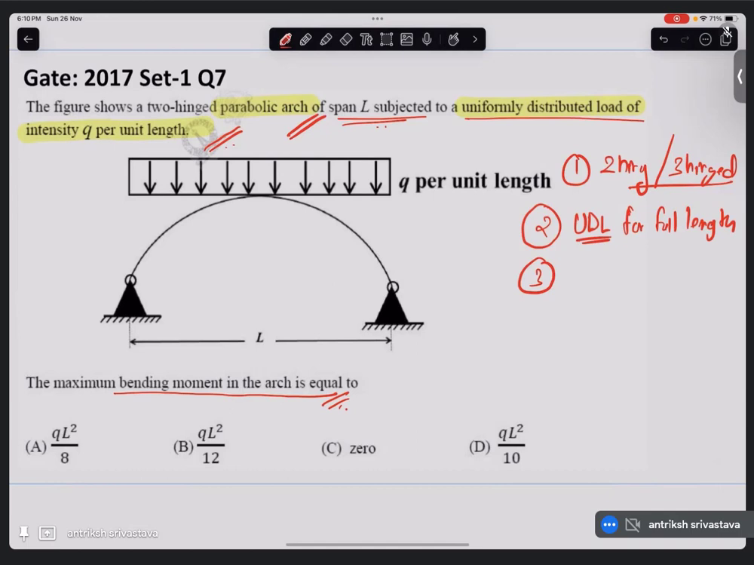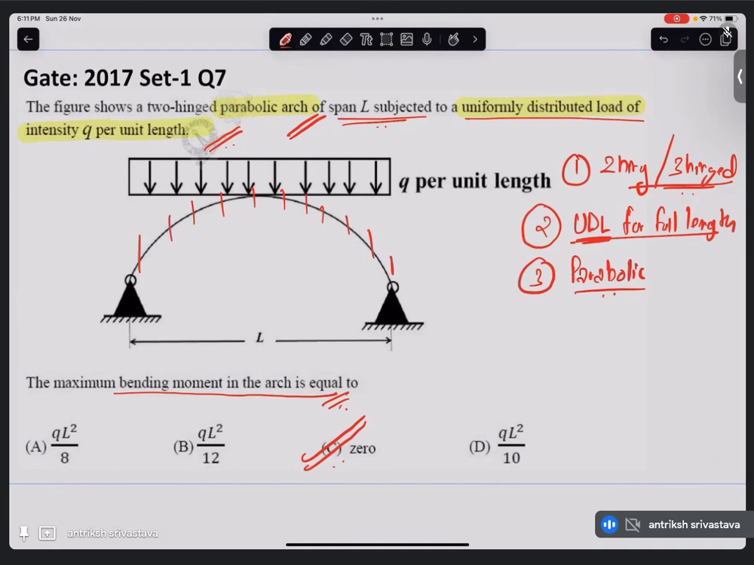Third, the arch should be parabolic. If these three conditions are met, then we can easily say that the bending moment at each and every section in this arch is going to be 0. All right.